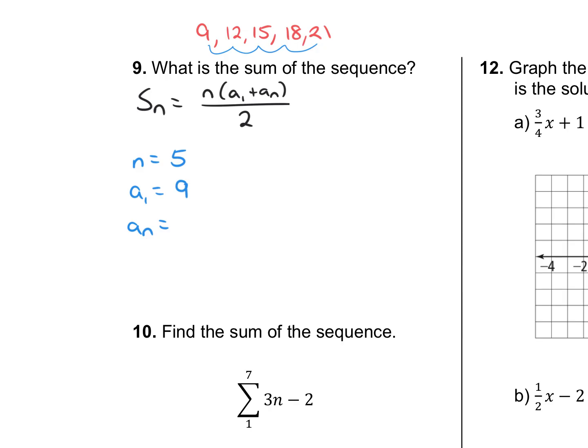a_1 is the first term, which is 9. Thank you. What does a_n stand for? If I tell you to find a_n, what does that stand for? The last term. Yep, a_n stands for our last term. What is my last term in the sequence? 21. Now that I have all 3, I'm just going to plug it in. So we have S_n equals 5 times (9 plus 21) divided by 2. Order of operations, what has to happen first? Yep, add together, so we get 30. Divided by 2, what comes next?